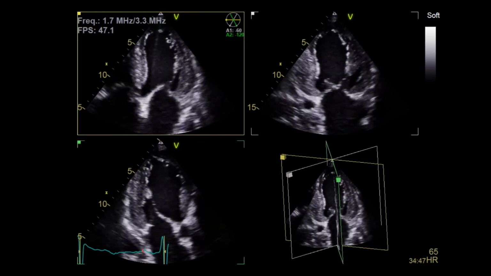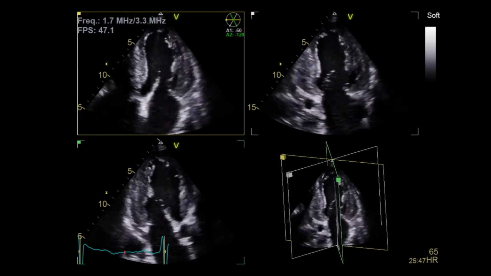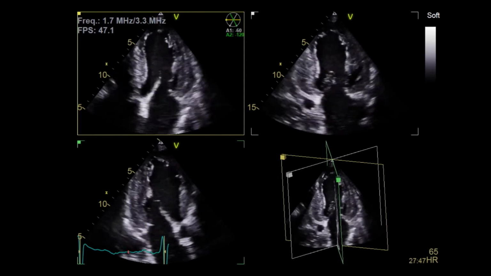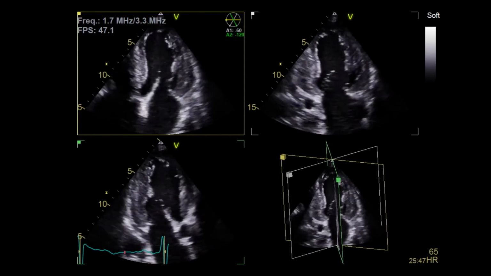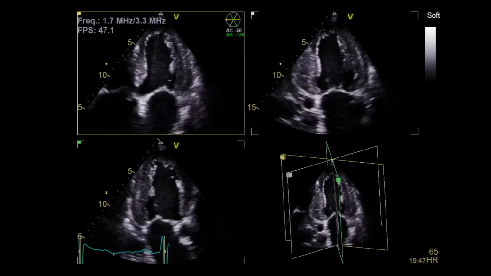You'll also notice that we don't always see all the structures in those views. This is because we will zoom in on the LV once properly aligned to get better visualization of the different walls for regional wall motion abnormalities.